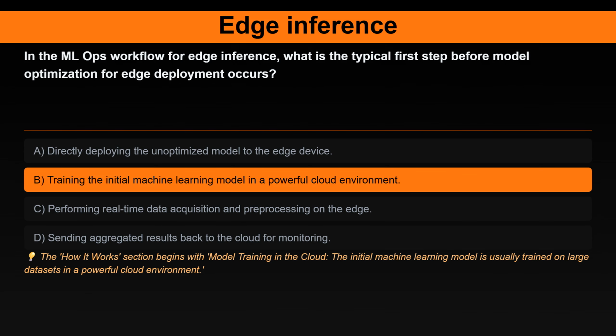The correct answer is, quote, training the initial machine learning model in a powerful cloud environment. Here's the explanation. The How It Works section begins with model training in the cloud. The initial machine learning model is usually trained on large datasets in a powerful cloud environment.